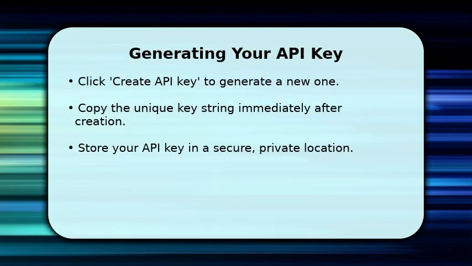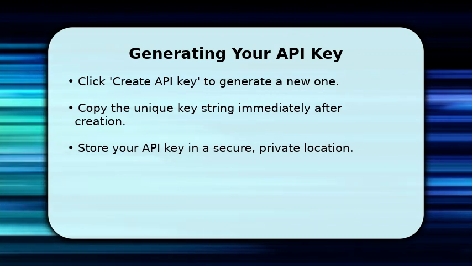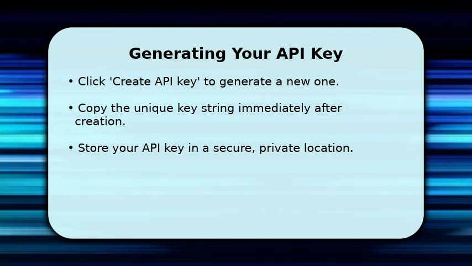Once you're in the API Key section, simply click the Create API Key button. A new, unique key string will be generated for you. It's crucial to copy this key immediately and store it securely. Avoid leaving it exposed in your browser or on public platforms. You can also manage existing keys from this page, including options to delete or regenerate them if needed.